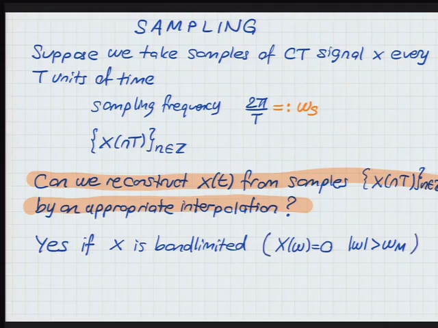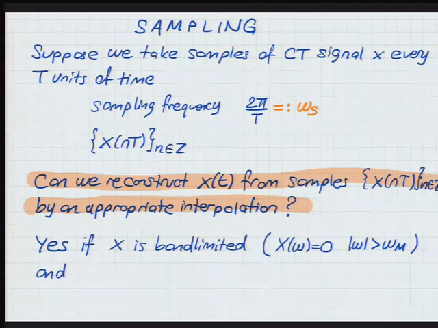Okay, so that's one condition. And the second condition is that you sample fast enough. How fast is fast? This all depends on the bandwidth. If the bandwidth is large, that means it's a quickly changing signal, right? Then you have to sample faster. If the bandwidth is small, it's a slowly varying signal, so you can get away with a slower sampling.